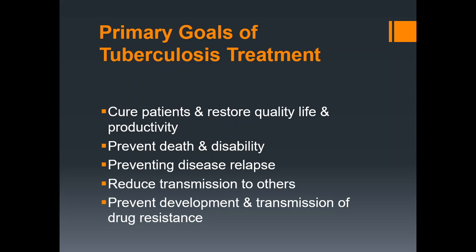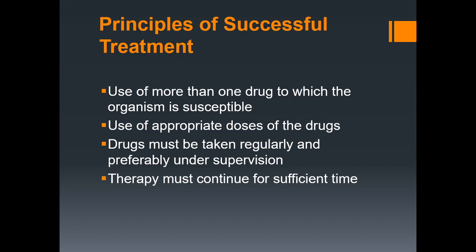The goals of treating tuberculosis: we are aiming to cure the patient and restore quality of life and productivity, prevent death and disability, prevent disease relapse and reduce transmission to others, and prevent the development and transmission of drug resistance. To meet these criteria, we have to use more than one drug to which the organism is susceptible. We have to use appropriate doses of the drugs, and the drugs must be taken regularly and preferably under supervision, because compliance is very important. Therapy must continue for a sufficient duration.